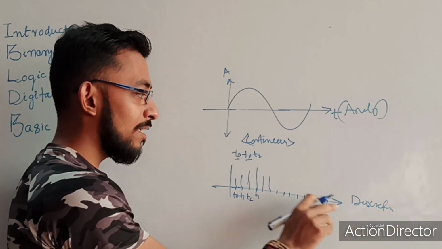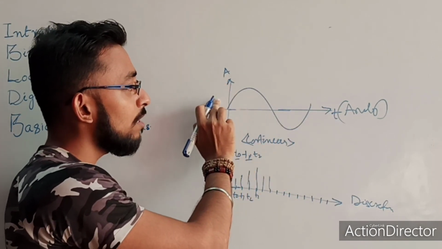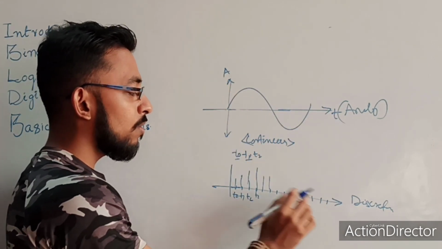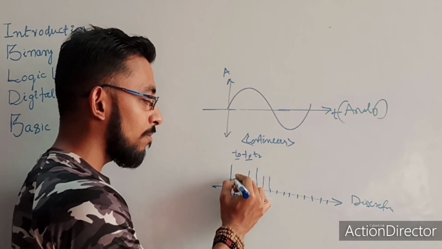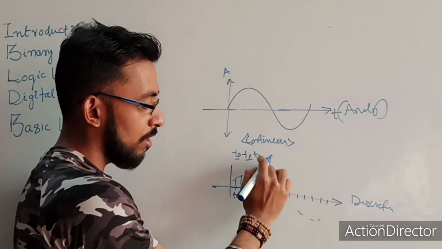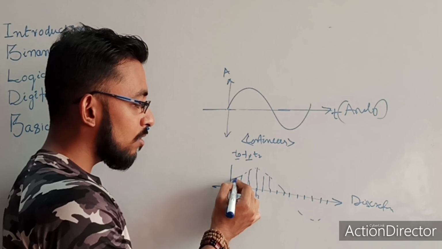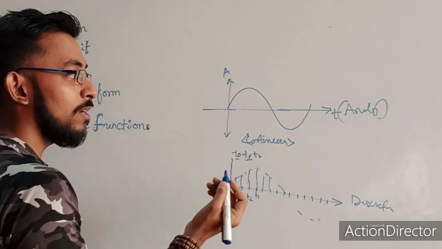Discretized means it is discrete in the time axis, but an analog signal is both continuous in time and continuous in magnitude. Now we are going to discretize our magnitude. This is only discrete in time but not discrete in magnitude. If you see, this also looks like the same analog signal, that is continuous in nature. Now we are interested to make the amplitude axis also discrete, then that signal will become a digital signal.